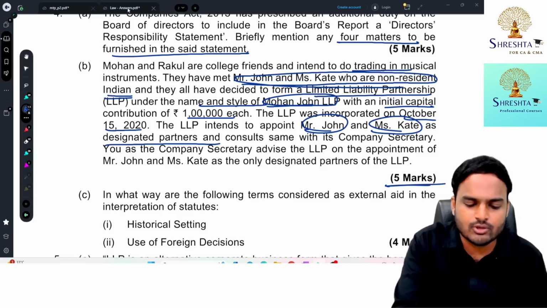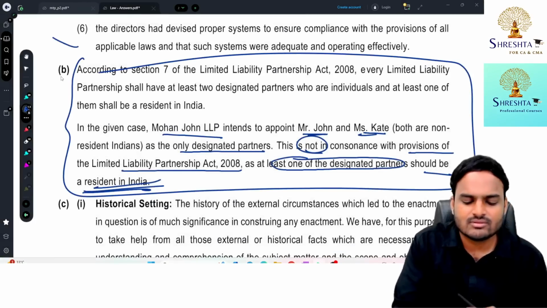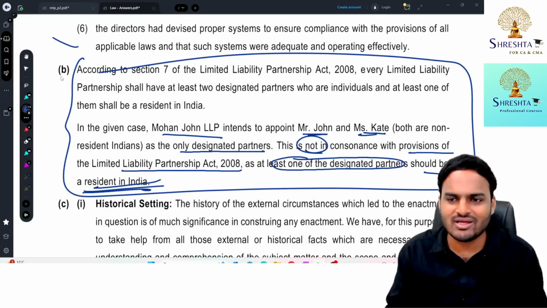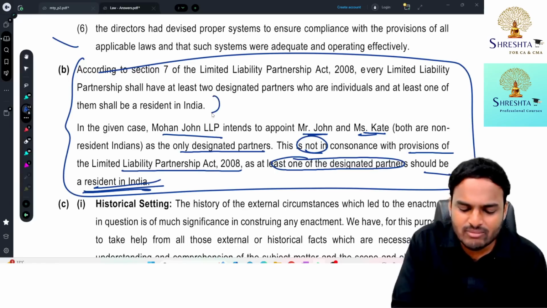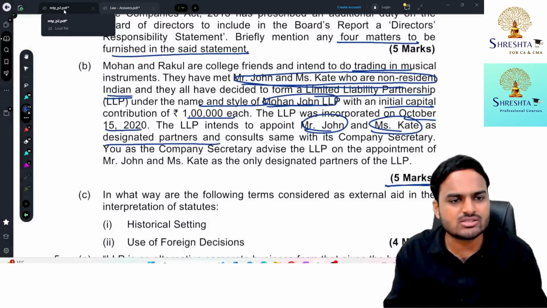5 marks, a simple question. Just look at the answer. Only 2 paragraphs. Small answer. You need to remember this provision and you need to write this conclusion. That's it. 5 marks in your hands.